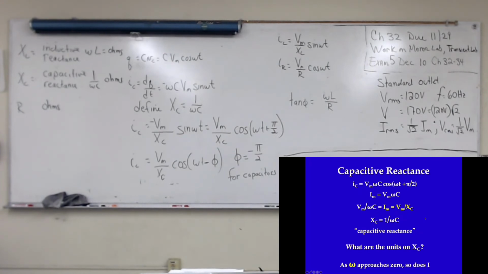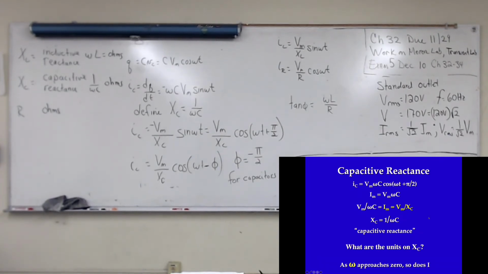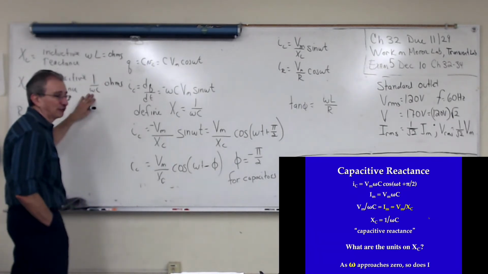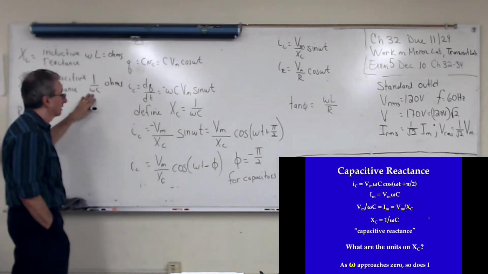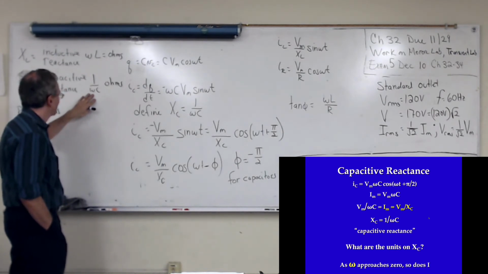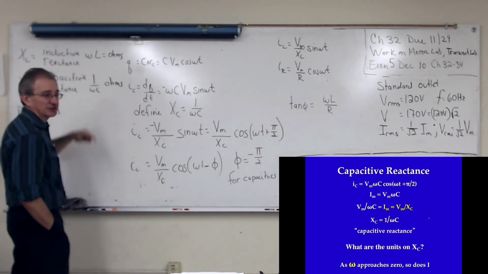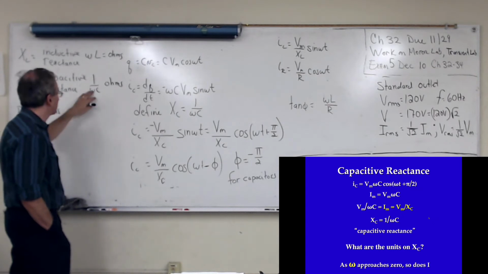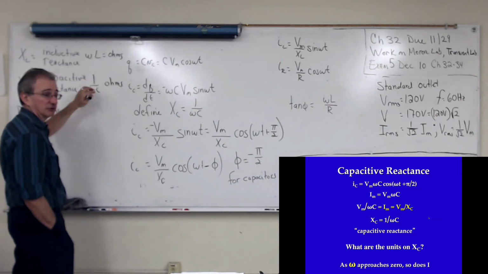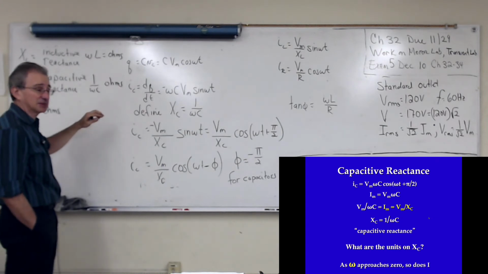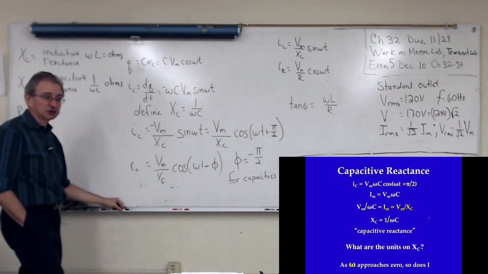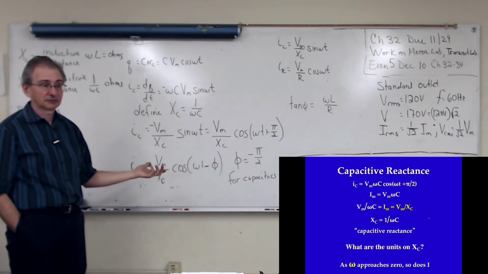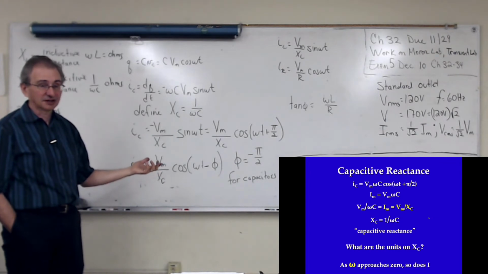All right. So one of the things about the inductive reactance, the capacitive reactance: as omega goes to infinity, this goes to 0. As omega goes to 0, this ratio goes to infinity. And that should make sense because when you have a DC circuit, once the capacitor is charged, what happens? Current through it stops.